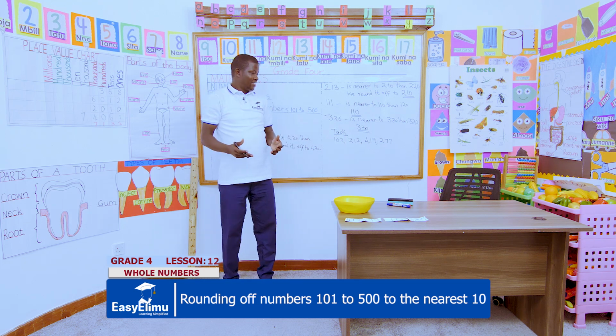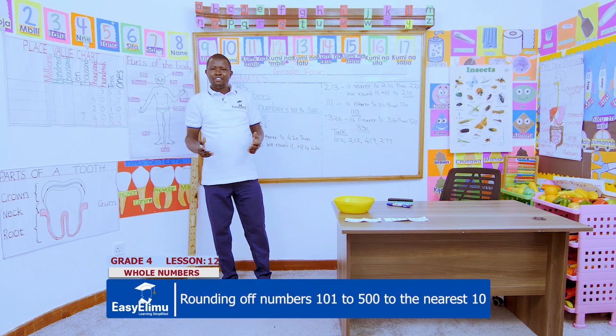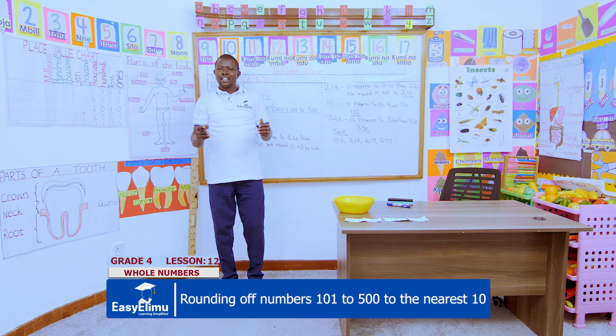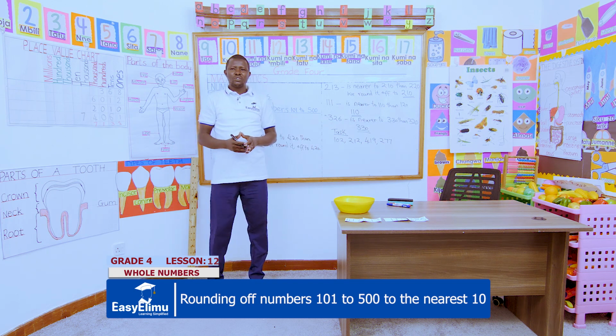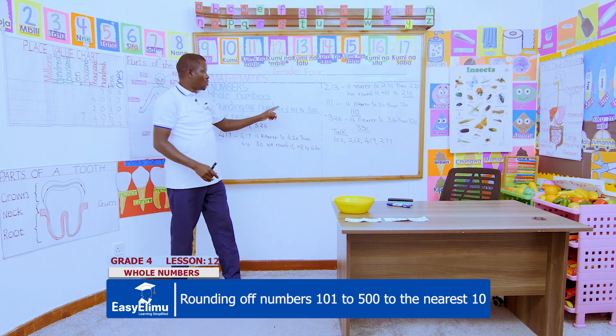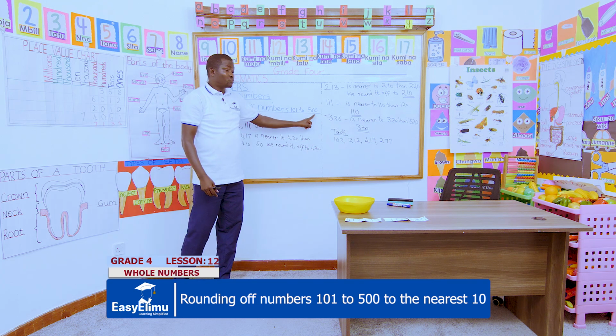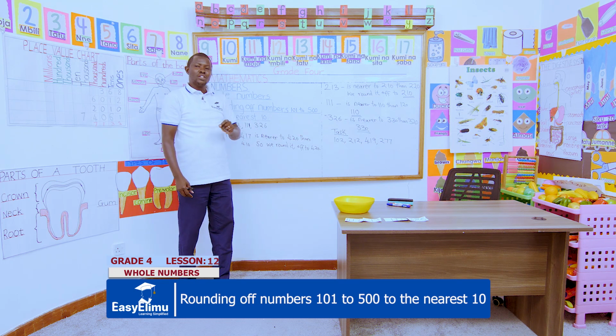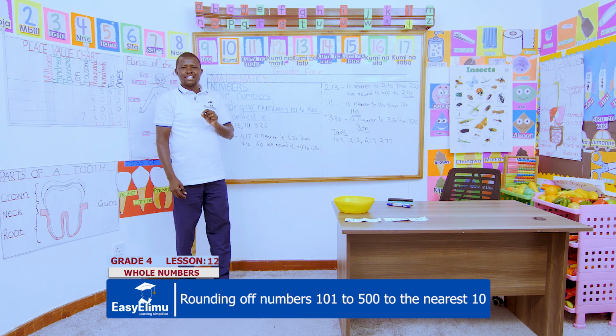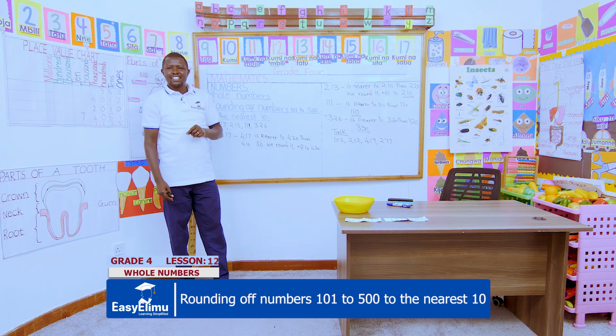Class, any question? If you don't have any question, kindly when you go home, ask your parents and your brothers and sisters to help you come up with as many numbers as you can, ranging from 101 up to 500. Make sure the numbers you've come up with, you round them off to their nearest tens.